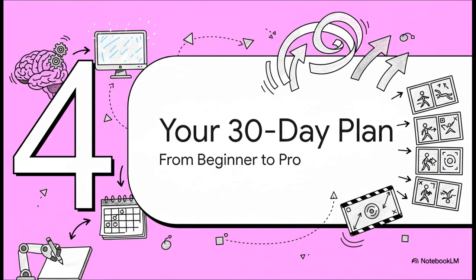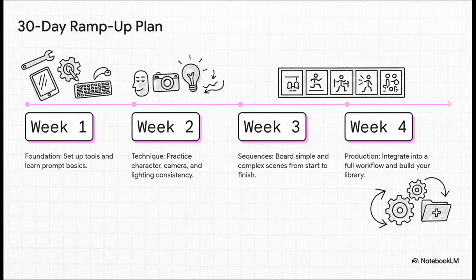All right, I know this might all sound like a huge mountain to climb, but you can absolutely get there. Let's just break it down into a simple, manageable 30-day plan that'll take you from a total beginner to being completely production ready. See, it's just a steady ramp up. Week 1 is all about getting your foundation right, setting up your tools, learning the prompt basics. Week 2, you start honing specific techniques, like getting consistent characters and camera angles. Week 3, you're actually boarding full scenes. And by week 4, you're putting it all together and building out that library for a real production workflow.